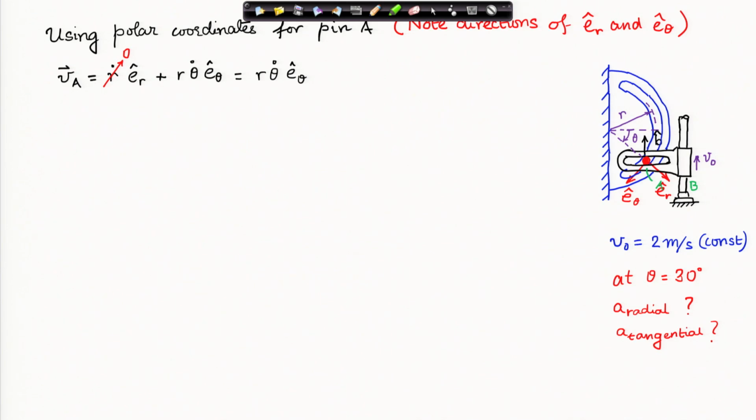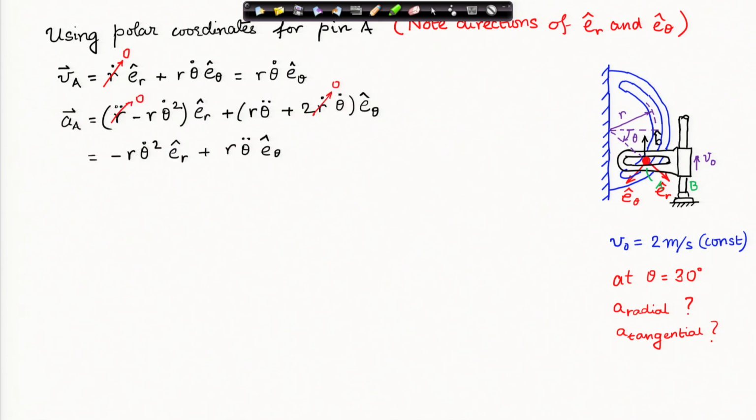Now, note that since the pin A is moving on a circular slot, its radial velocity is 0. So, r dot is 0, therefore, we are left with only r theta dot e_theta as velocity of the pin A. Similarly, in the acceleration expression, I have written out the complete acceleration expression first and then shown which components are 0. Now, r dot, r double dot, they are all 0 because the pin is moving on a semicircular slot. Therefore, we are left with these two expressions in the acceleration expression.